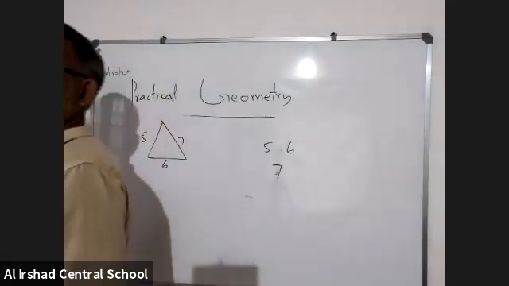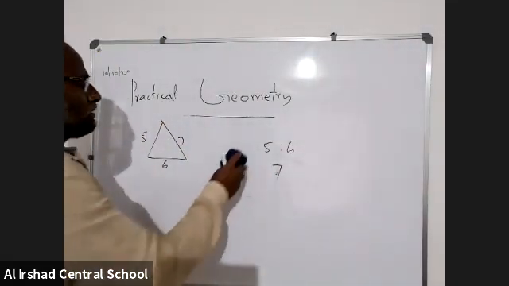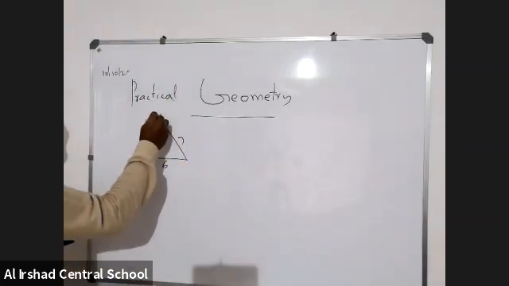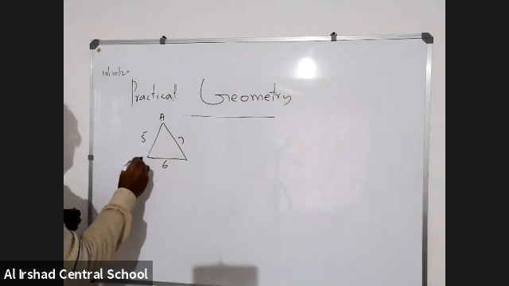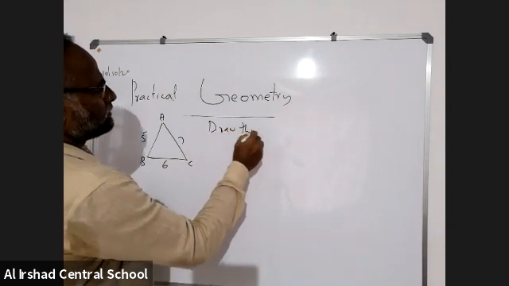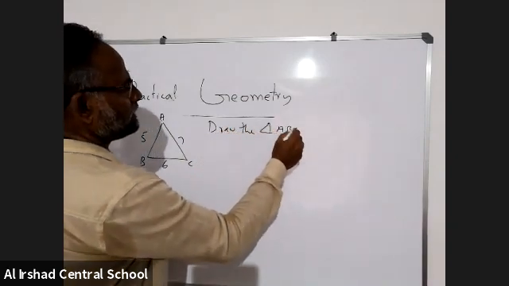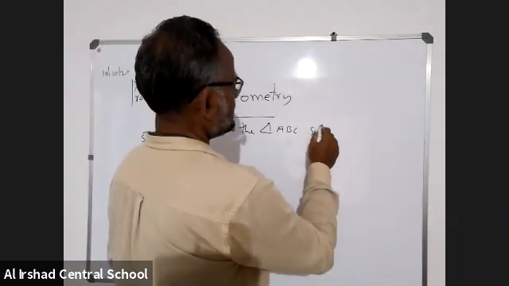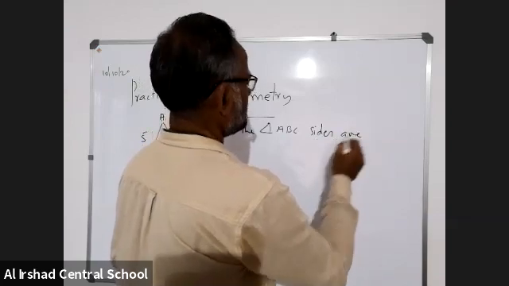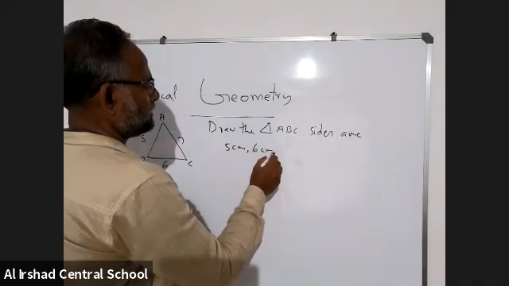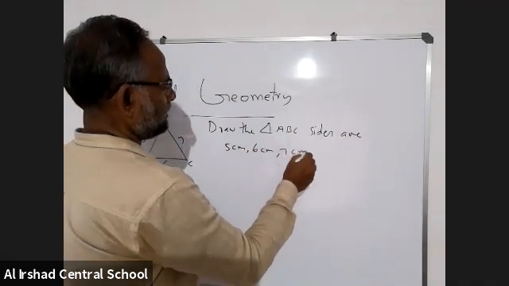Yes. And the method, how can you draw? Take your geometry box and draw the triangle with 5 centimeter, 6 centimeter and 7 centimeter. Draw the triangle ABC, whose sides are 5 centimeter, 6 centimeter, and 7 centimeter.